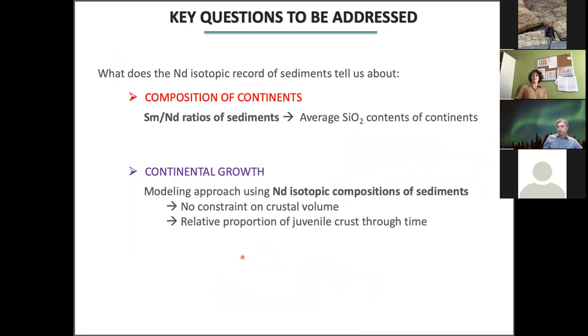So the key question that is going to be addressed with this new compilation of published samarium-neodymium isotopic data is basically the composition of the continents. I'm going to try to show you that we can use the samarium-neodymium ratio of the sediments to say something about the average silica content of the continents through time. And then we're going to use the neodymium isotopic composition of the sediments, through a new modeling approach, to say something about the relative proportion of juvenile crust that was produced through time. It is not possible to constrain the absolute volume, and I'm going to try to show you why.